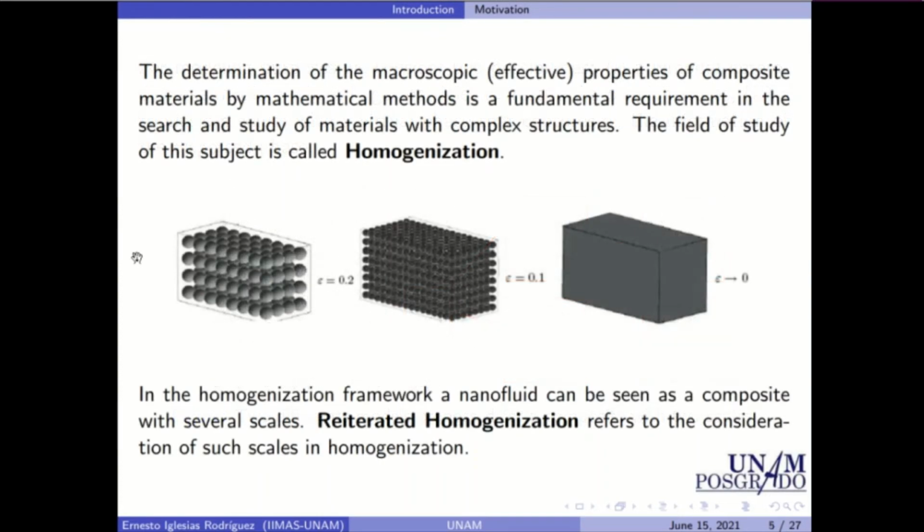The determination of macroscopic properties of composite materials by mathematical methods is a fundamental requirement in the research and study of materials with complex structures. The field of study of this subject is called homogenization.